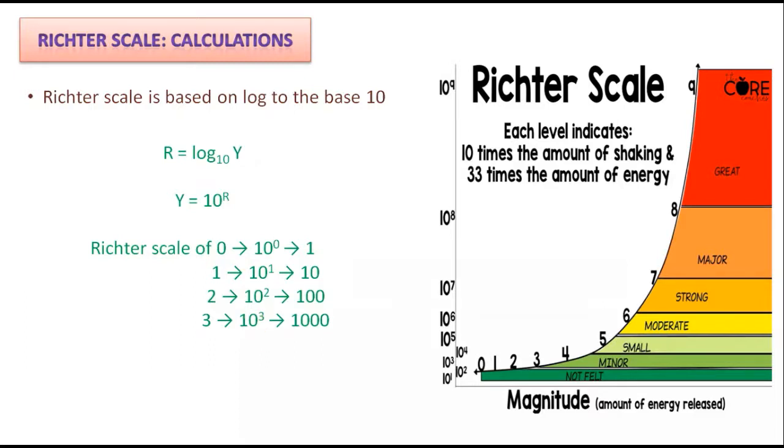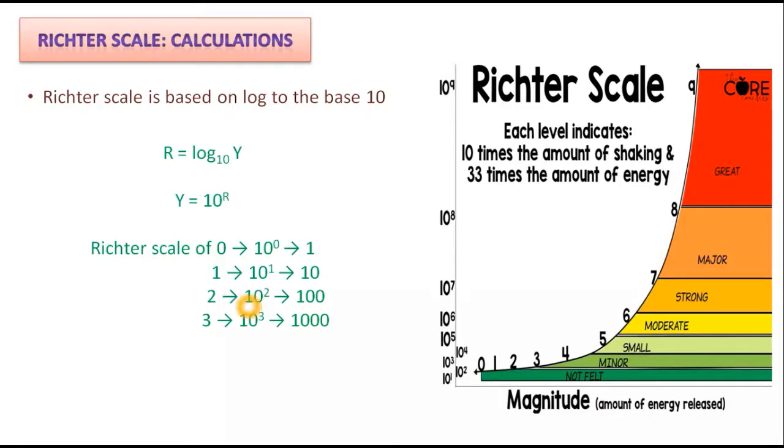As the Richter magnitude increases, here from 0 to 1, 1 to 2, then 2 to 3, it just increases by 1 unit on the Richter scale. But just look at the increase on the y-axis. On the y-axis, it increases hugely. See, it's increased from 1 to 10, then 10 to 100, then 100 to 1000, right? So the increase on the y-axis is huge when compared to the increase on the x-axis, correct?